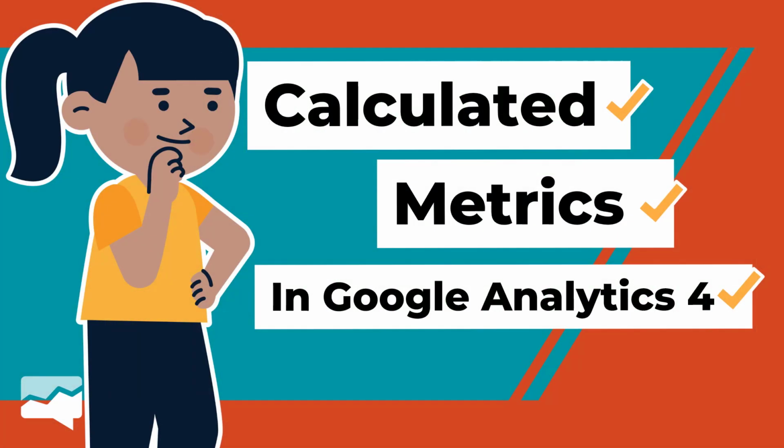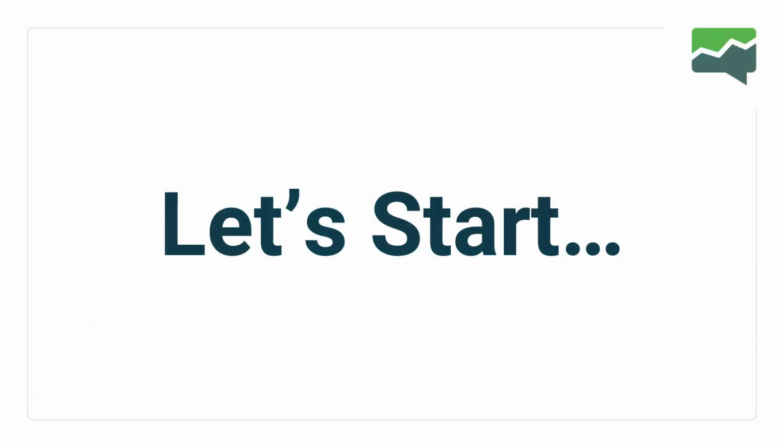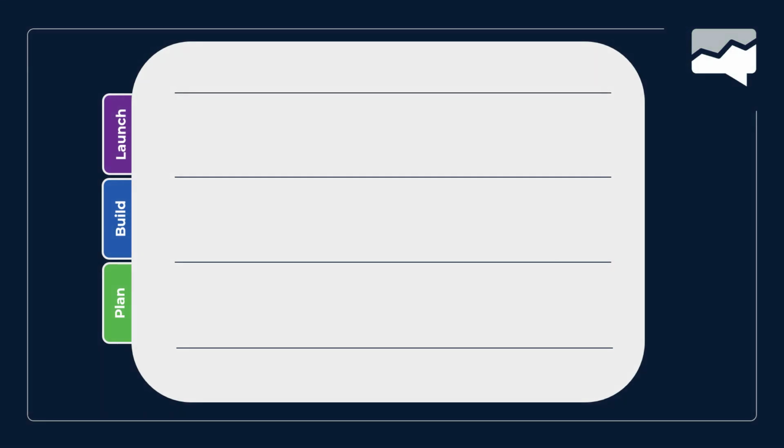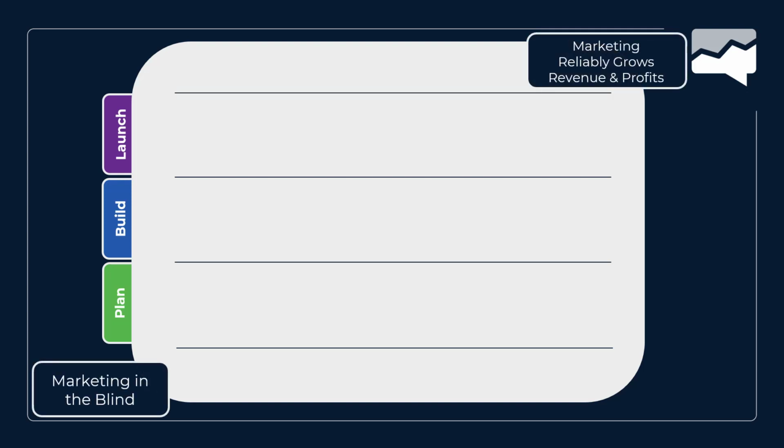Now, let's dive into calculated metrics in Google Analytics 4. Before we get started, let's go over our foundation. Our foundation is our measurement marketing framework, where you go from marketing in the blind to marketing where you can reliably grow revenue and profit. So there are 3 key steps: plan, build, and launch.